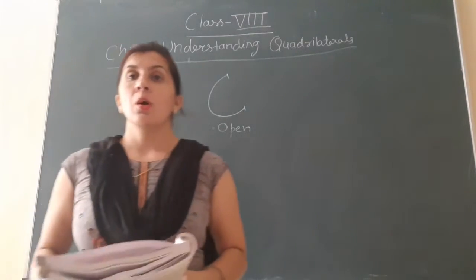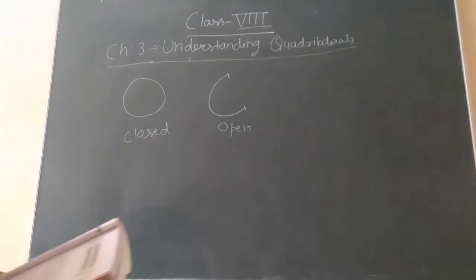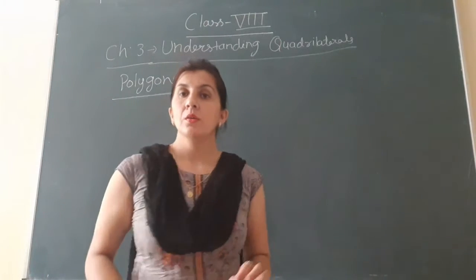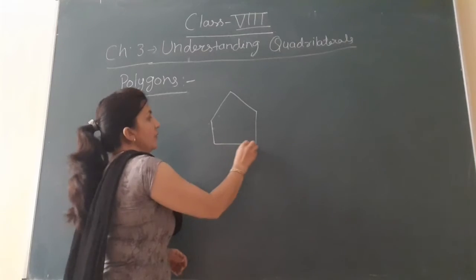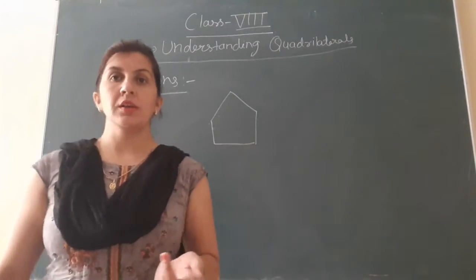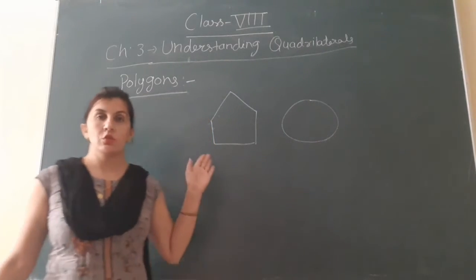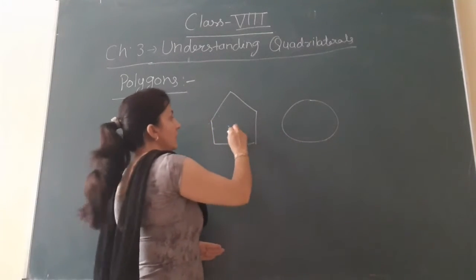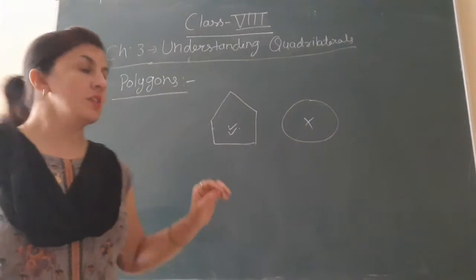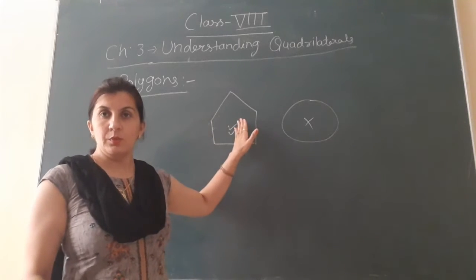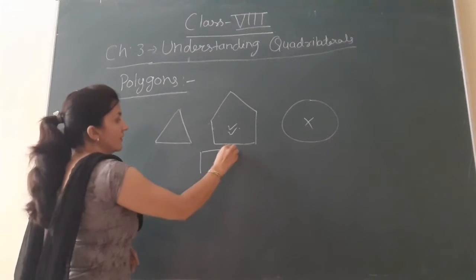Now the next is polygon. What is a polygon? Any figure which is made up of lines. It can be of any shape. So this is called a polygon. But this is not a polygon if the shape is like this, because it has no lines. A polygon is a shape which is made up of lines. This is made up of lines, even a triangle.